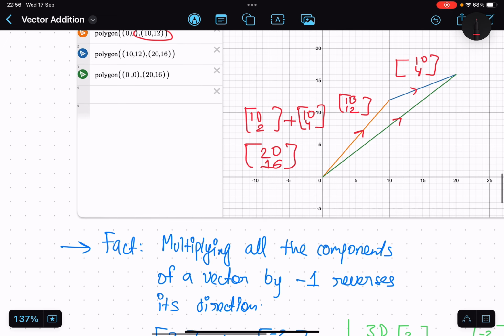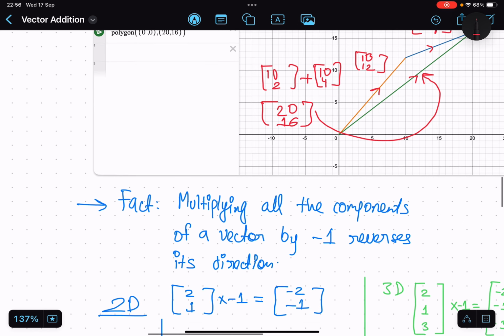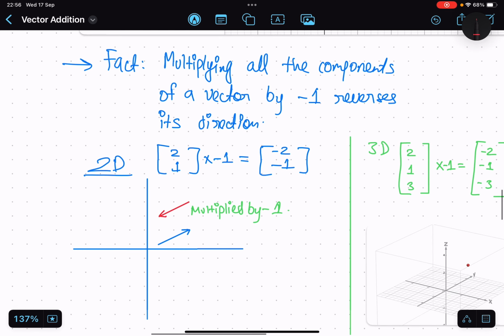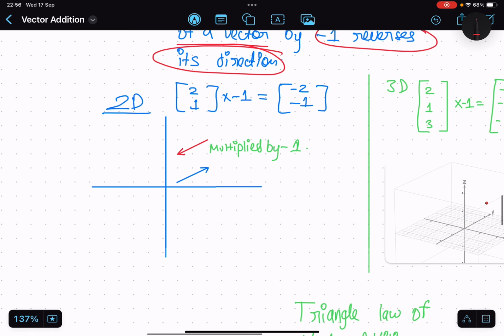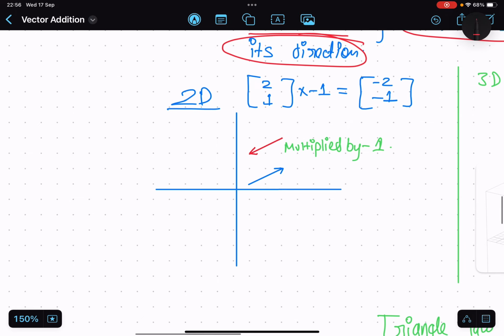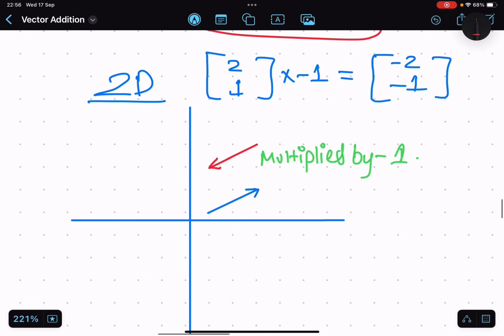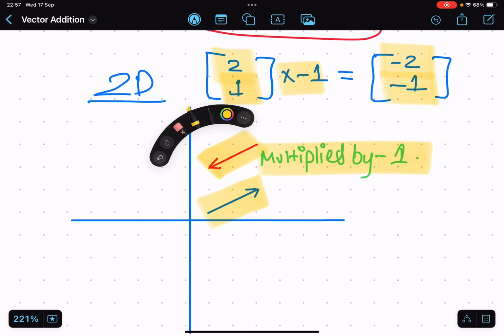Fact: multiplying all the components of a vector by -1 reverses its direction. So I'll show you this in 2D first. So we have the vector 2 1. We multiply it by -1. We get the result -2 -1. So this is the vector first, and then when it's multiplied by -1, this is the result. Notice that both its horizontal and vertical direction are reversed.